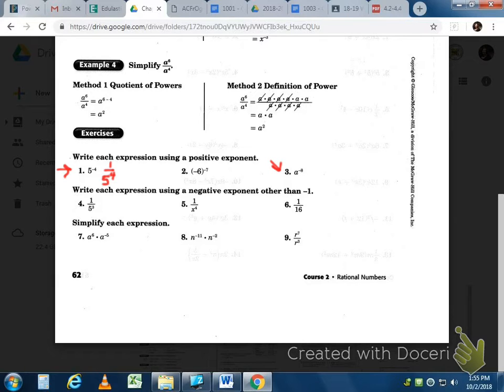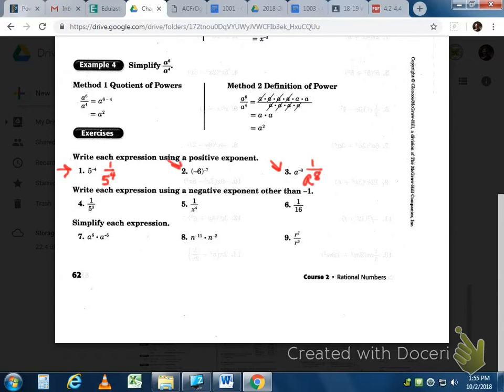A to the negative 8. Dylan? 1 over a to the 8th. Yep. Now, I'm going to do number 2.